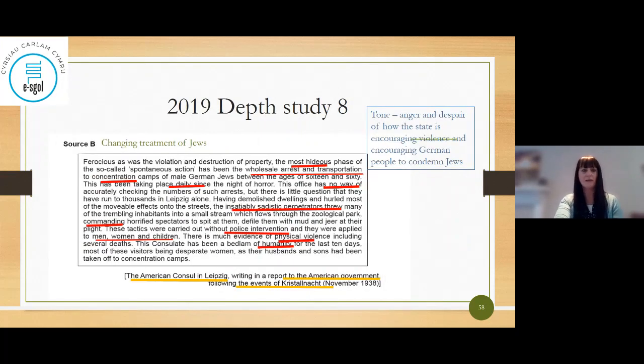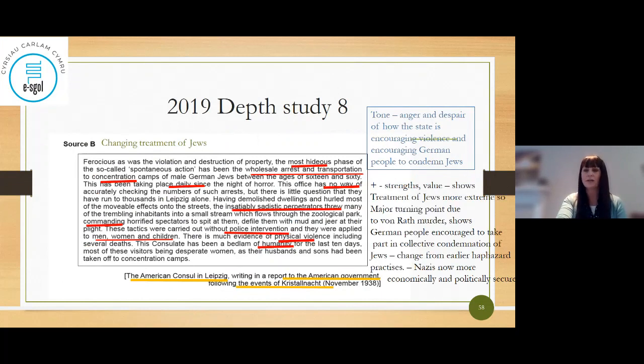You would do the same then with source B. Okay, what are the strengths here? Well, in this source, the American consul is showing that the treatment of Jews is becoming more extreme. So it's actually a major turning point. And if you put it into the context of what's going on at this time, you would know that Kristallnacht was what happened because of the von Rath murder.